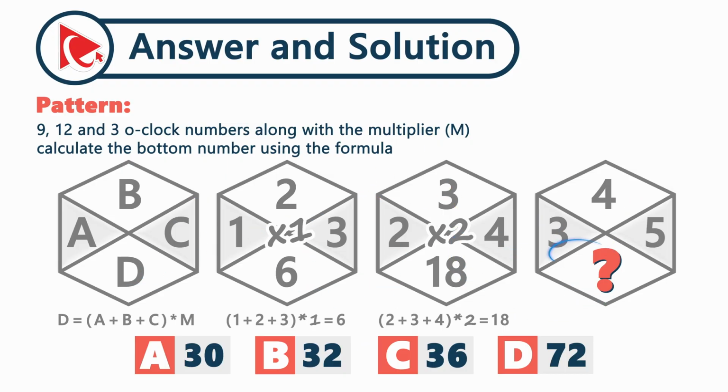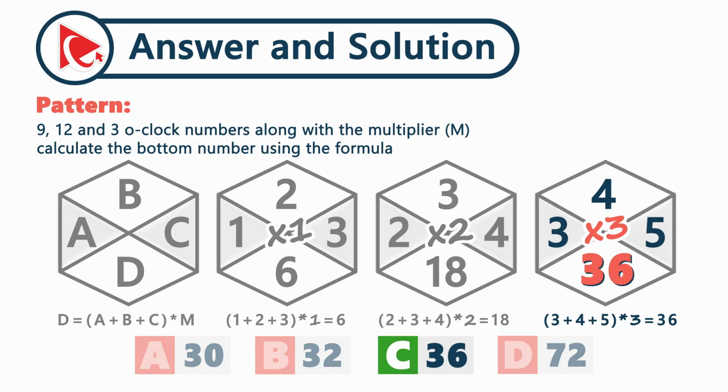It's the magic time to calculate the missing number. So let's apply the formula that we've learned to the third shape. 3 plus 4 plus 5 in parentheses multiplied by 3 equals 36. So the correct answer here is choice C, 36.